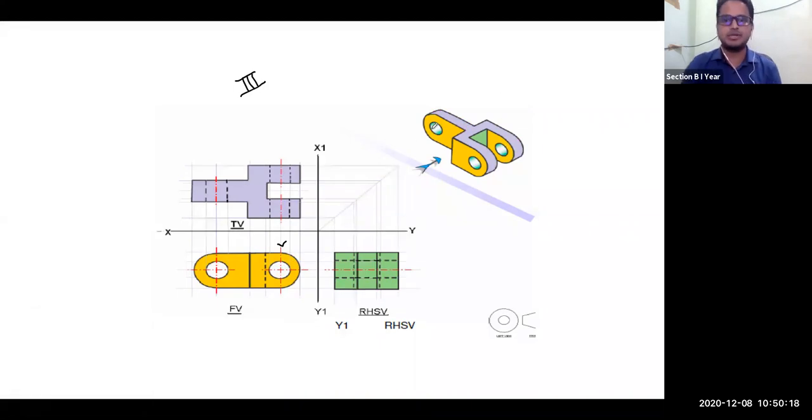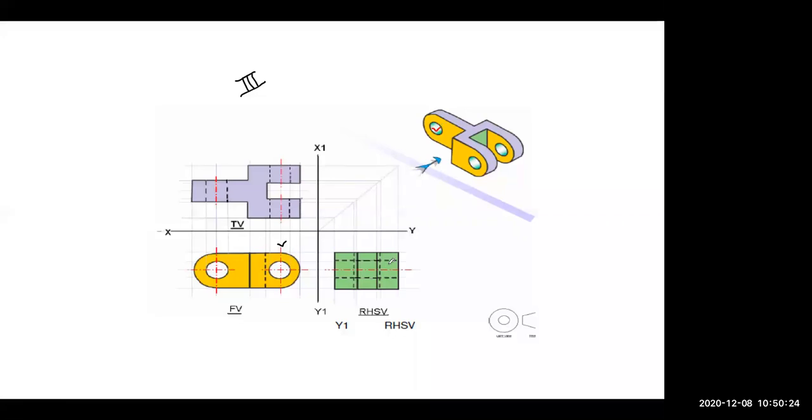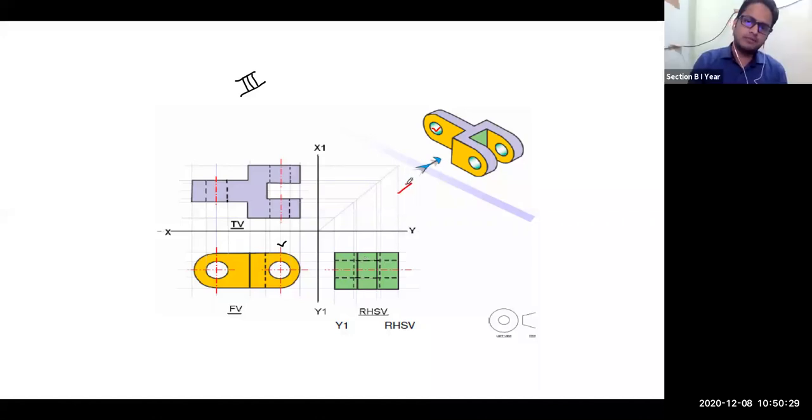Red color I am using. You are asking about this hole in right hand side view. Where is that hole? I hope this is your question. If you are looking from this side, your hole is coming at this location. This is the hole in front view. This is that hole in your top view. Now you can project these two holes to see where it is going.